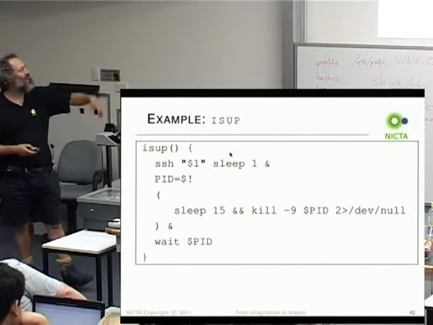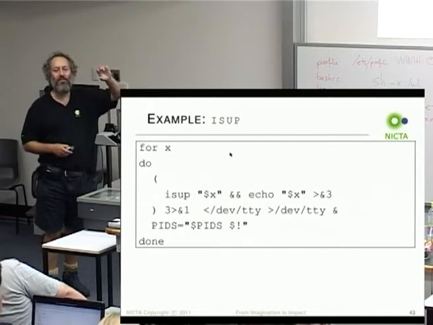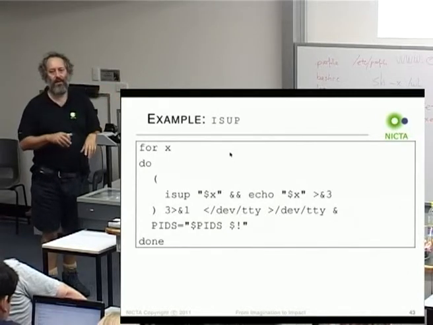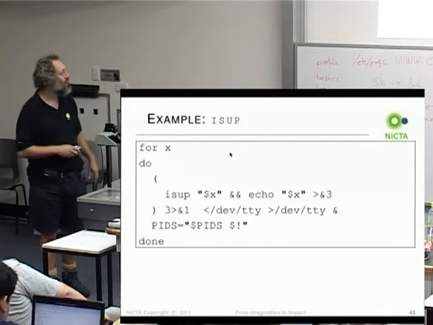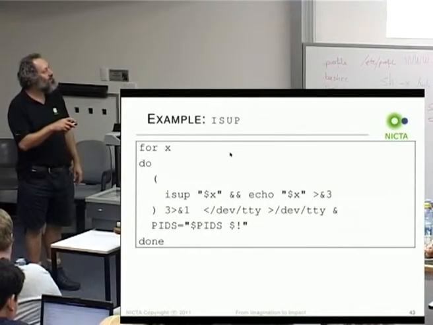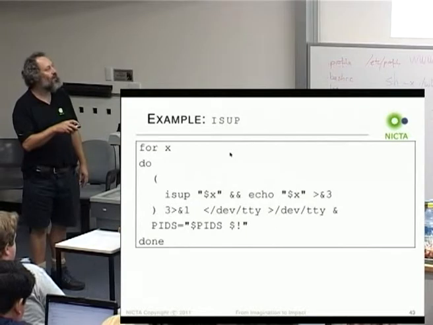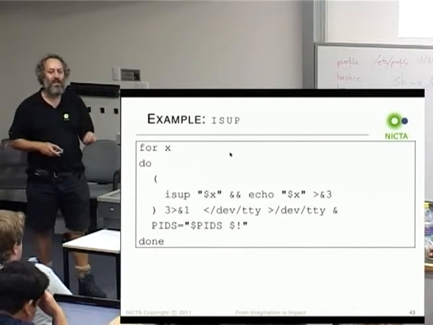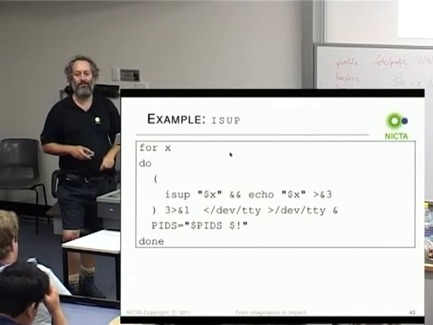So there's the isup part, but how do you call it? Well, we're going to go for x, which is iterating through all of the arguments. So you can say isup host 1, host 2, host 3, host 4. And it goes through there. And then again, in a subshell, we'll call isup x, and if it is, we'll just echo it, and we'll echo it onto file descriptor 3. We want to do this because we want to preserve file descriptor 2 for SSH to ask for your password.